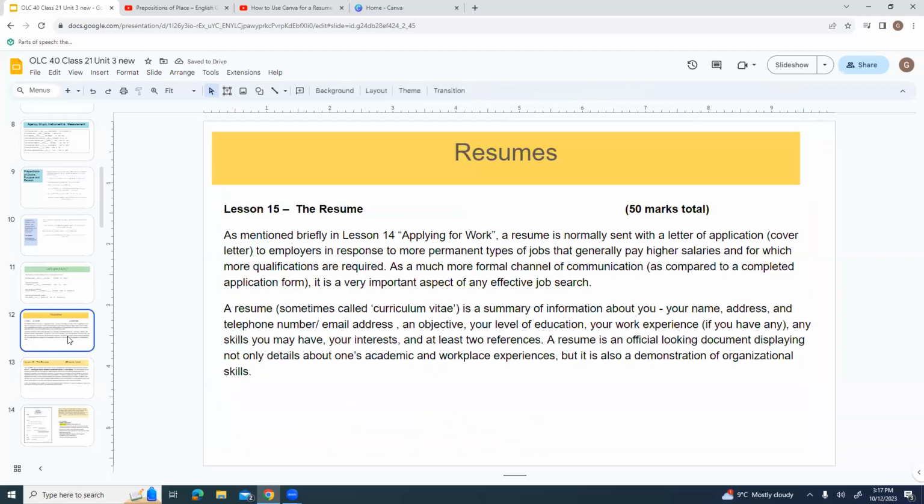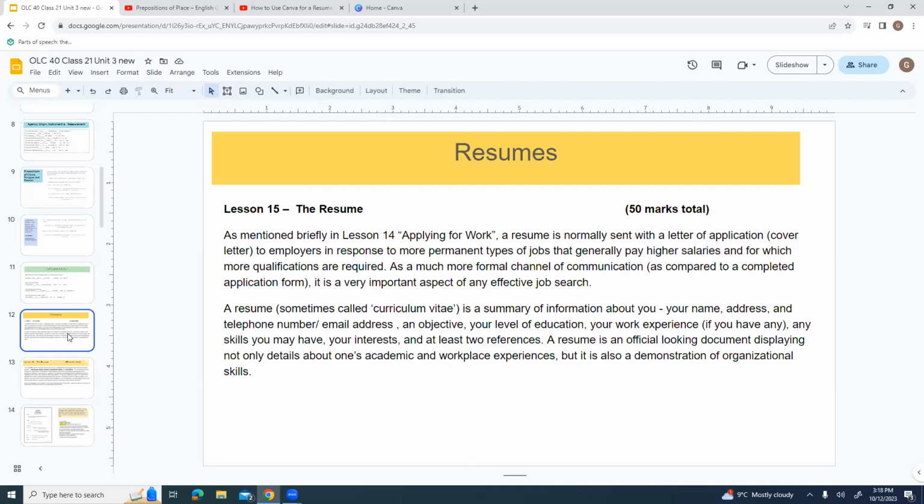All right. Today we're talking about resumes. And 50 marks total for doing the resume. As mentioned briefly in lesson 14, applying for work, a resume is normally sent with a letter of application or a cover letter to employers in response to more permanent types of jobs that generally pay higher salaries and for which more qualifications are required. That isn't the only time you can do it, though.